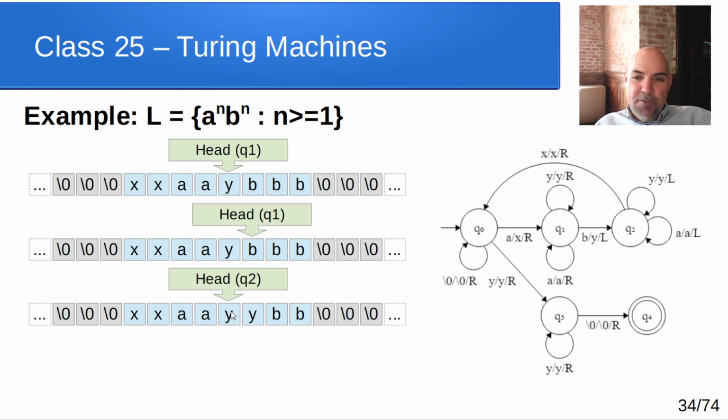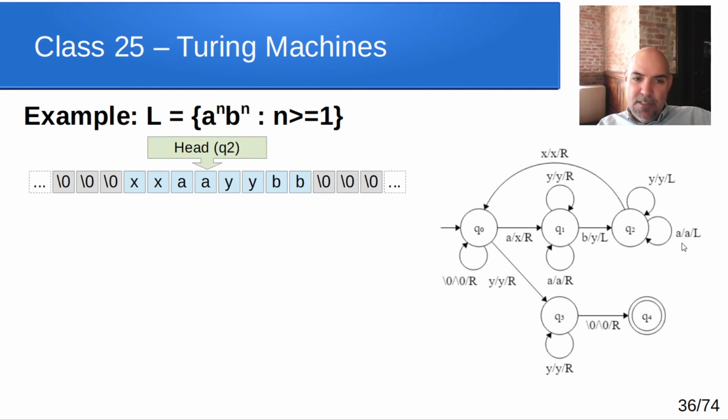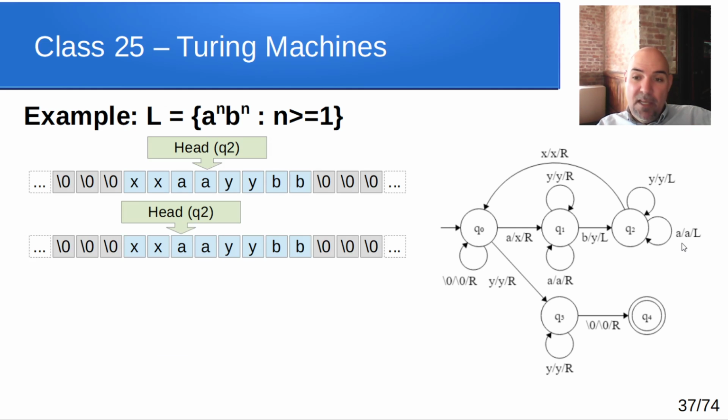Now we are in Q2. We have Y. We leave it and move left. Still in Q2. A. Let's transition over here. Leave it and move left. Still in A. Leave it and move left.